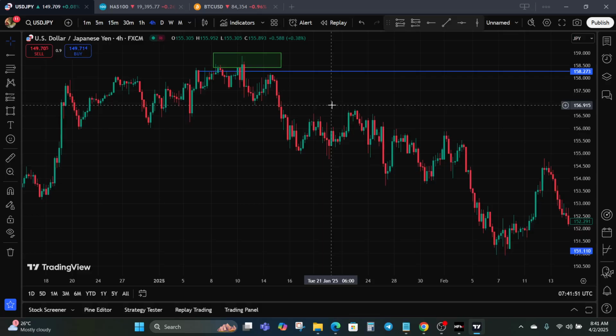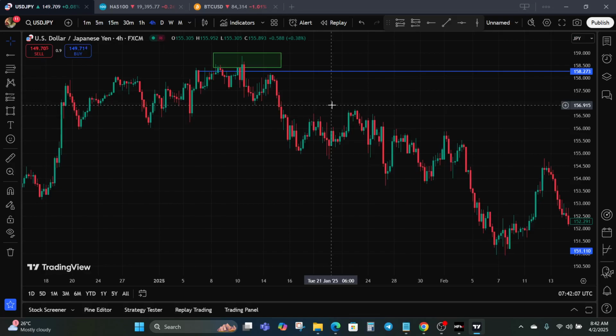Now, let us quickly look at how to identify key levels and liquidity zones using supply and demand trading. Let's get started, okay?